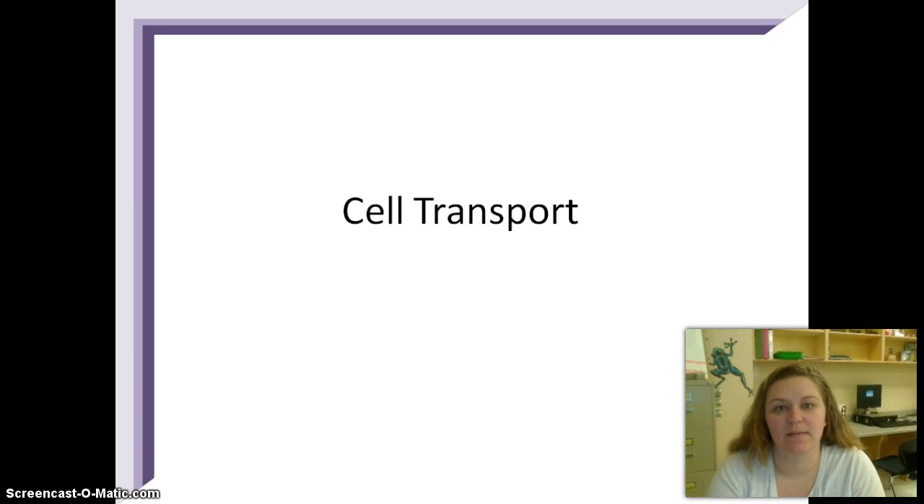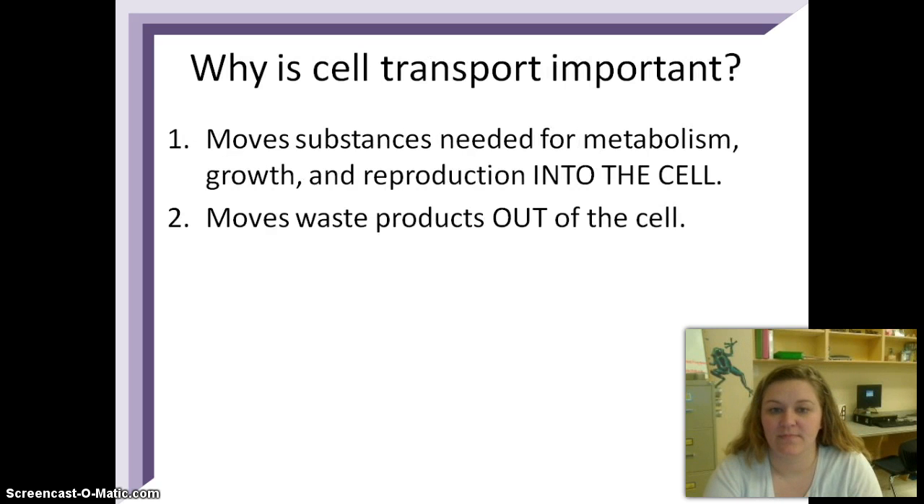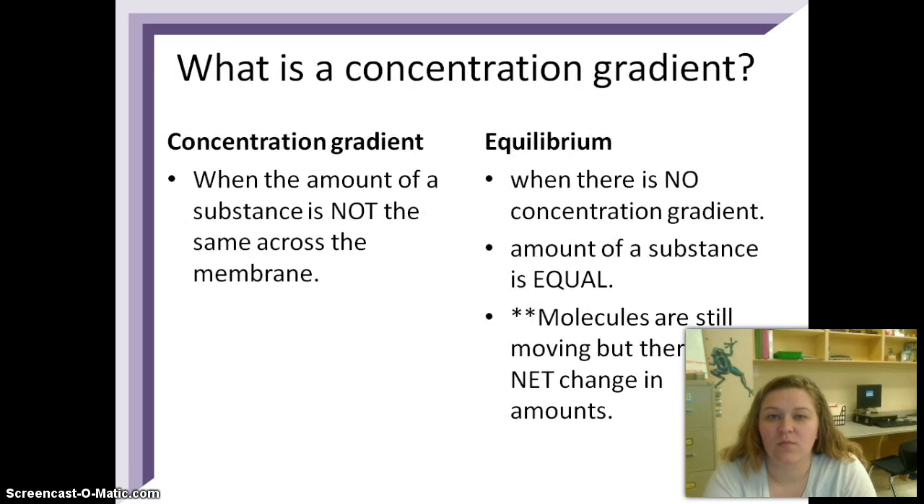Today we're going to start talking about cell transport, and what this actually means is how things move into and out of the cell. So, like I said, it's the process of substances moving across the cell membrane. Now, it's important because it moves substances that are needed for metabolism, growth, and reproduction into the cell, and it moves wastes out. And whenever it moves these things, it has to move them along what we call a concentration gradient, which is the amount of the substance that is not the same across the membrane.